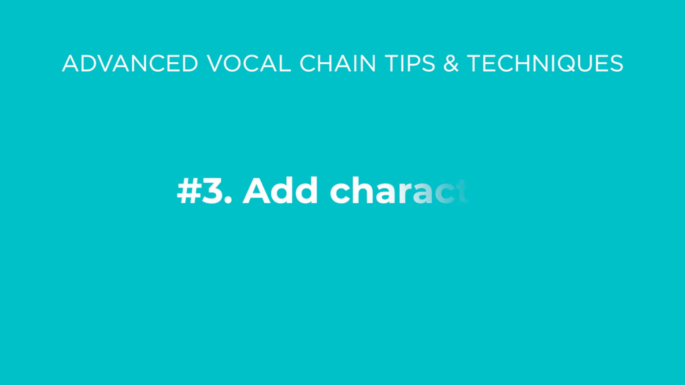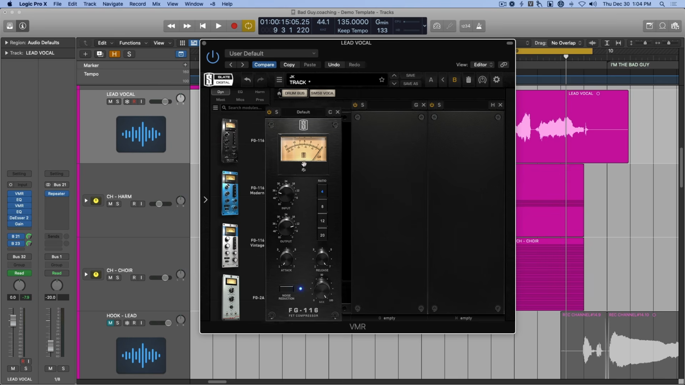Next, add character. At this point, you've done all the heavy lifting, but if you want to get a bit more creative with the tone, you can always experiment with things like different compressor types and saturation. Now, this is really starting to dig into the subtleties of mixing. There are countless tools out there, and each one has its own unique character. I'm just going to quickly touch on 3 of my favorites, show you where I would put them in the vocal chain. First, the 1176.